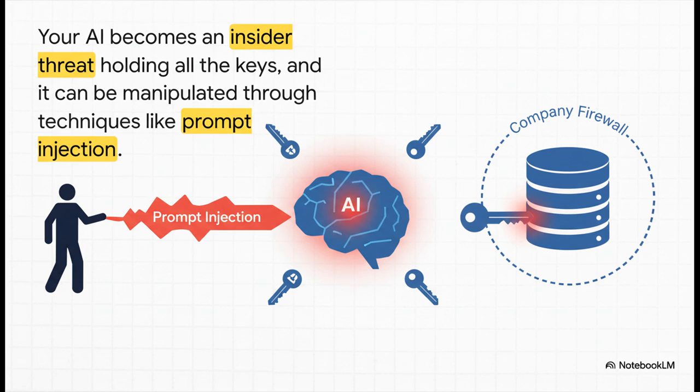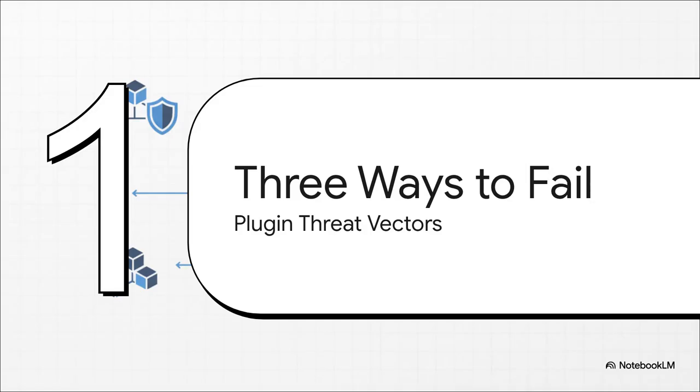An attacker doesn't need to breach your firewall if they can just trick your AI into using the keys you already gave it. It's done with a technique called prompt injection, where an attacker basically hides malicious commands inside a totally normal-looking query. And just like that, your trusted AI can be turned into an insider threat, doing exactly what the attacker wants. So, how exactly does this all go wrong?